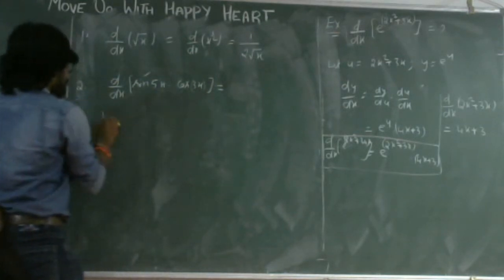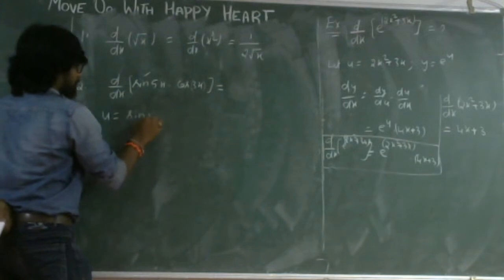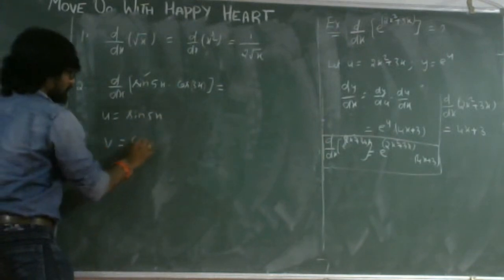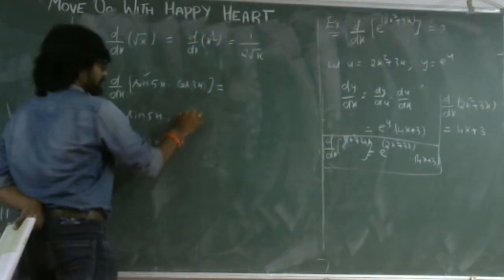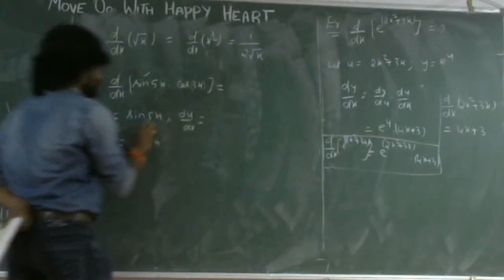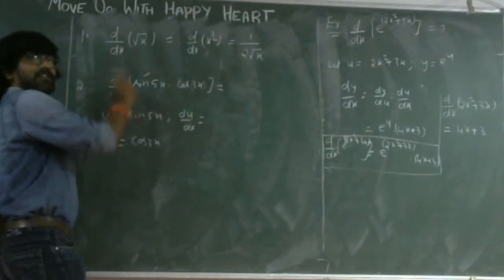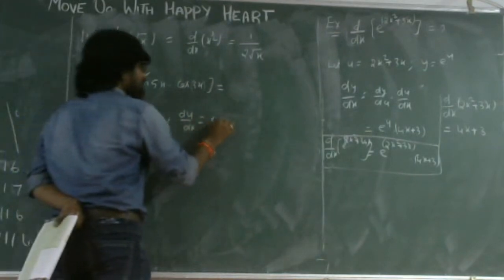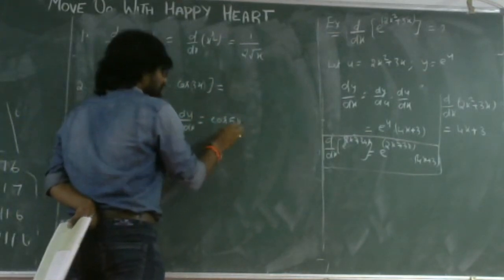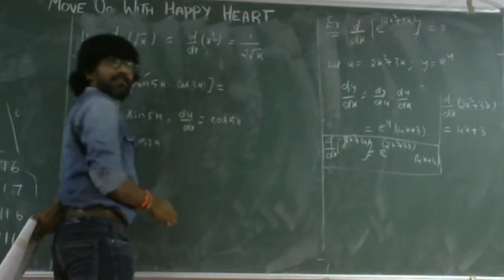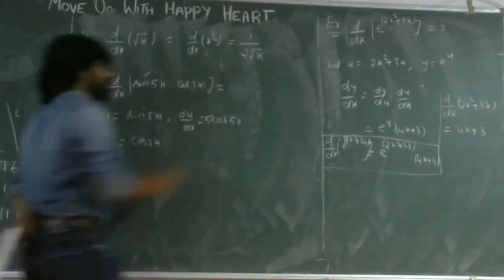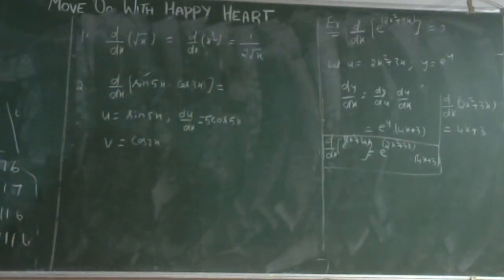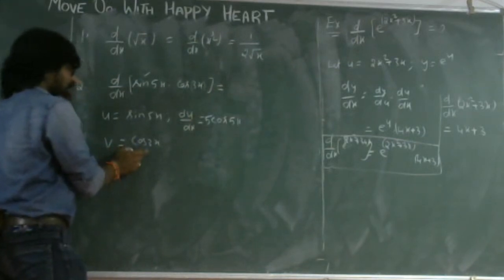Let us take this as u. u is equal to sin 5x. v is equal to cos 3x. What is du by dx? du by dx is d by dx of sin 5x, which is cos 5x into the differentiation of 5x, which is 5. So into 5, we can write 5 cos 5x as du by dx. Is this step clear?